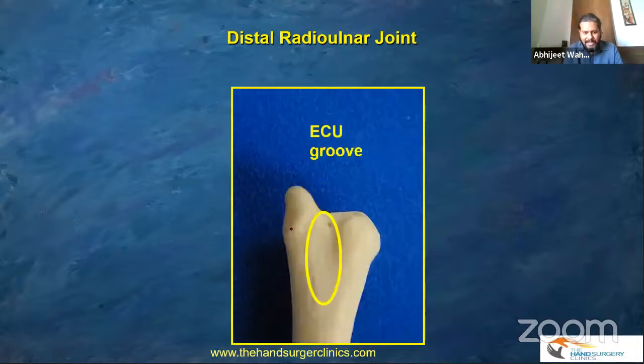So this inherently is an unstable joint, and therefore the stability of the DRUJ, or the distal radio-ulnar joint, depends largely on structures other than the osseous anatomy. So you have extrinsic and intrinsic entities that stabilize the distal radio-ulnar joint. So you have the ECU groove, the extensor carpi ulnaris groove on the dorsal aspect of the ulna, which is represented here.